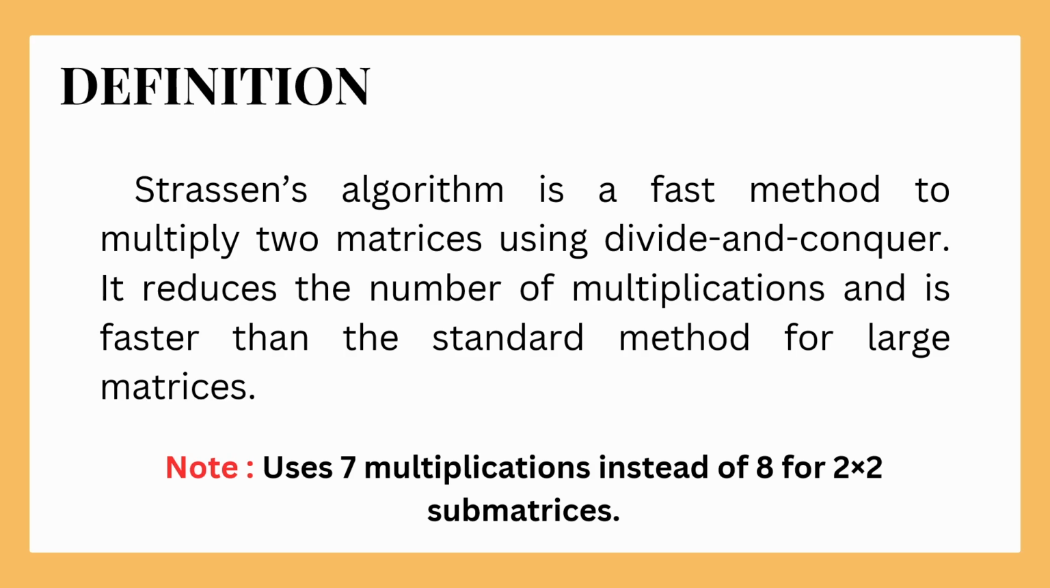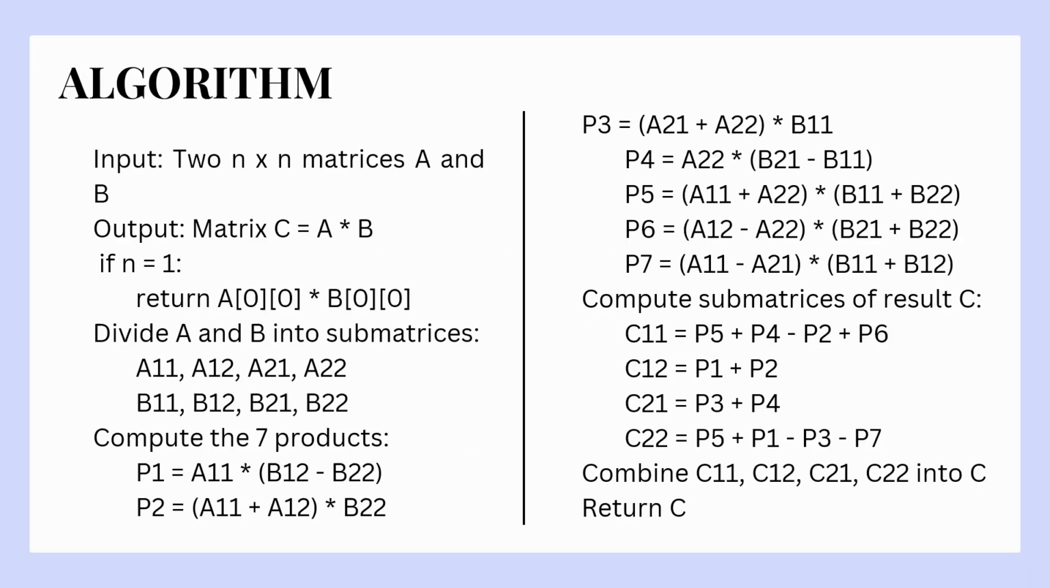Let's start with the algorithm. Now let's see the algorithm step by step. First we take two input matrices A and B of size n into n and we need to find the result matrix C. For step 1, if the matrix size is 1, that is only one element, we directly multiply the two values and return the result. For divide, if the matrix size is greater than 1, we divide both matrices into 4 equal submatrices. So matrix A becomes A11, A12, A21 and A22 and matrix B becomes B11, B12, B21 and B22.